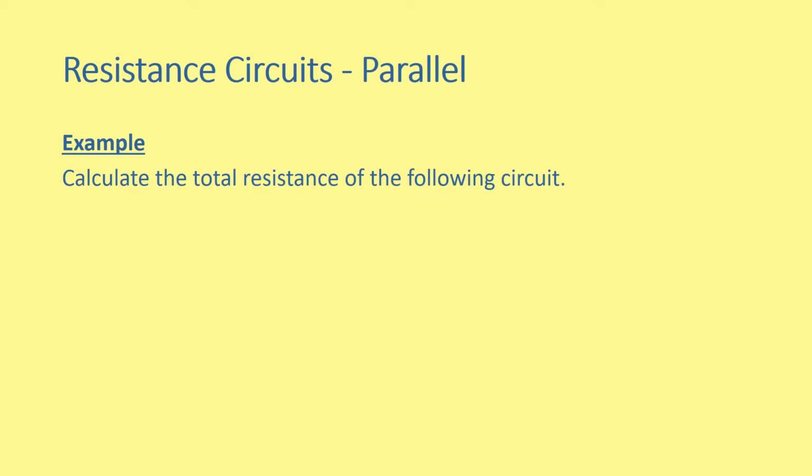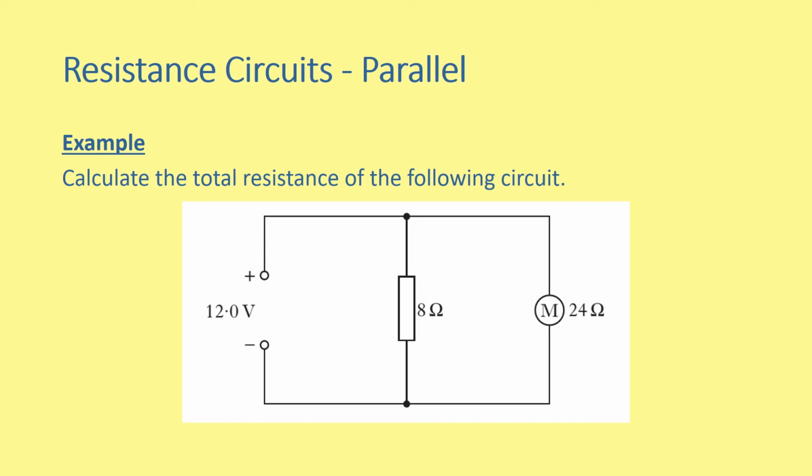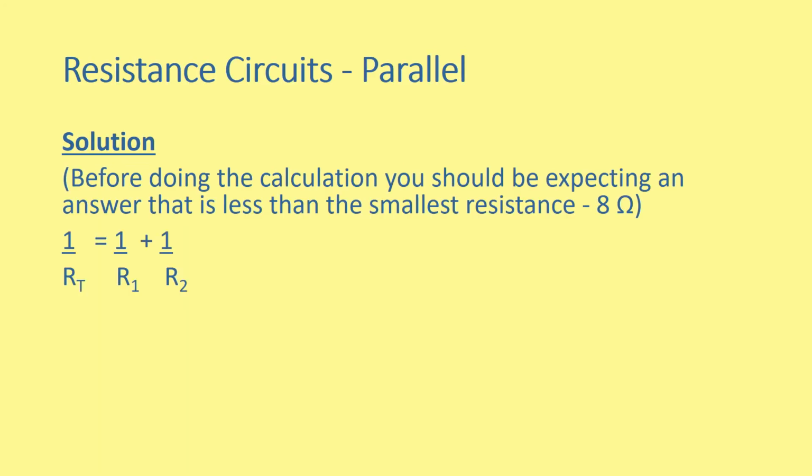So in this example, we're asked to calculate the total resistance of the following circuit. We have an 8 ohm resistor connected to a 24 ohm resistor in parallel. So automatically we should be thinking that the total resistance is going to be less than 8 ohms because the total resistance in a parallel circuit is less than the lowest resistor. We use the relationship 1 over RT is equal to 1 over R1 plus 1 over R2, giving us 1 over RT is equal to 1 over 8 plus 1 over 24.